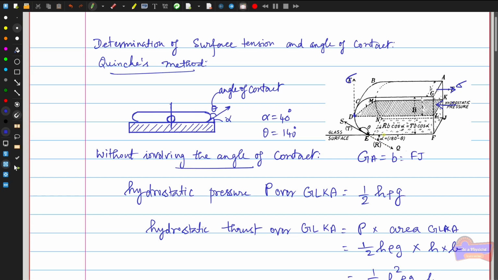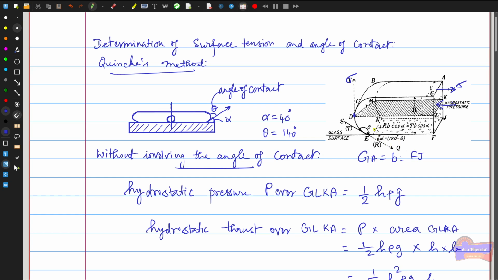Therefore, the horizontal component of this reaction force due to the glass along EF makes an angle alpha, which is equal to 180 degrees minus theta. Here theta is the angle of contact, which acts from the glass plate on the mercury. The equivalent reaction force acting in the opposite direction makes an angle of 180 degrees minus theta in the glass plate.